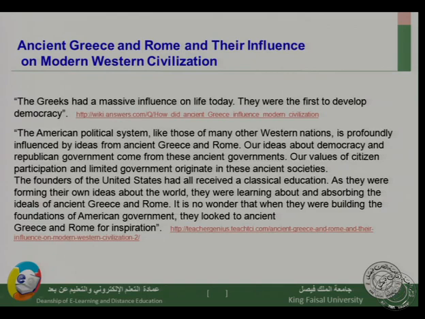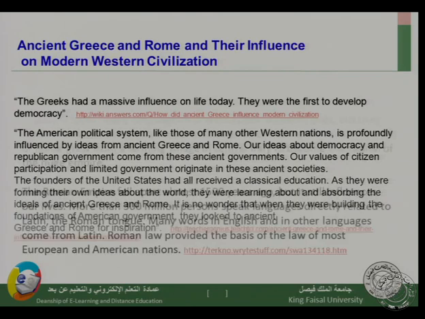You can go to these websites for more information if you like. You can find these links on the internet to get more information on the Greek and Roman influence on the modern Western civilization and culture.